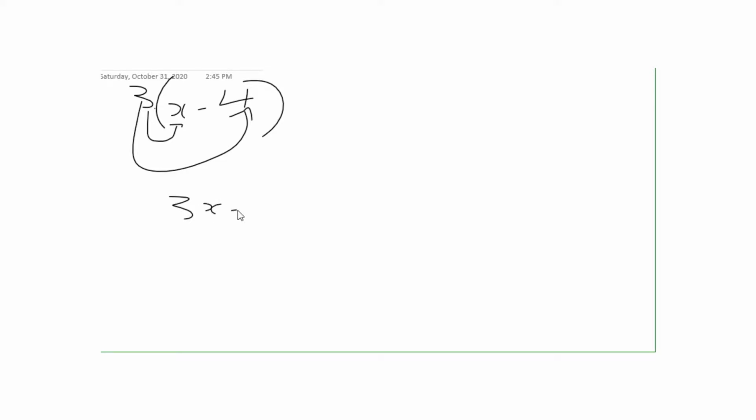The next example is 3 times x minus 4. Okay, we're gonna expand these brackets. So we have 3 times x and 3 times the 4. So 3 times x, that's 3x, minus, bring back this sign here, minus 3 times 4, that's 12. So that's 3x minus 12.